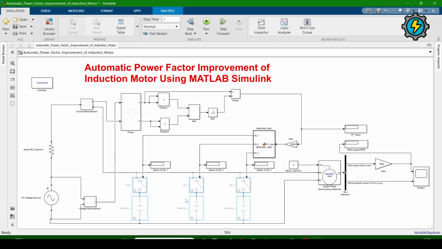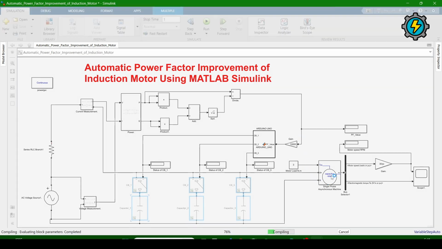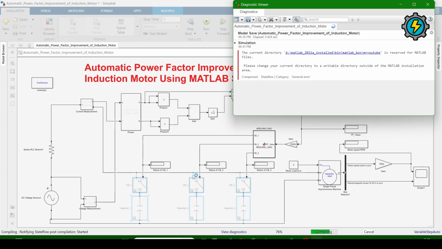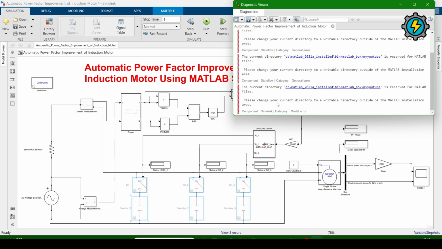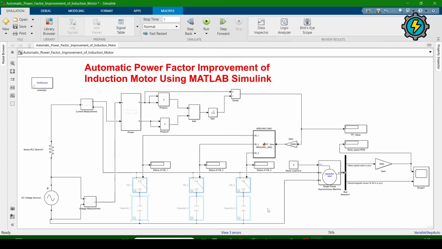Now I commented out the circuit breakers. Now I will run this simulation to check the value of power factor before connecting capacitor banks with the induction motor. So it will give us some warnings or some errors. So we will check it.